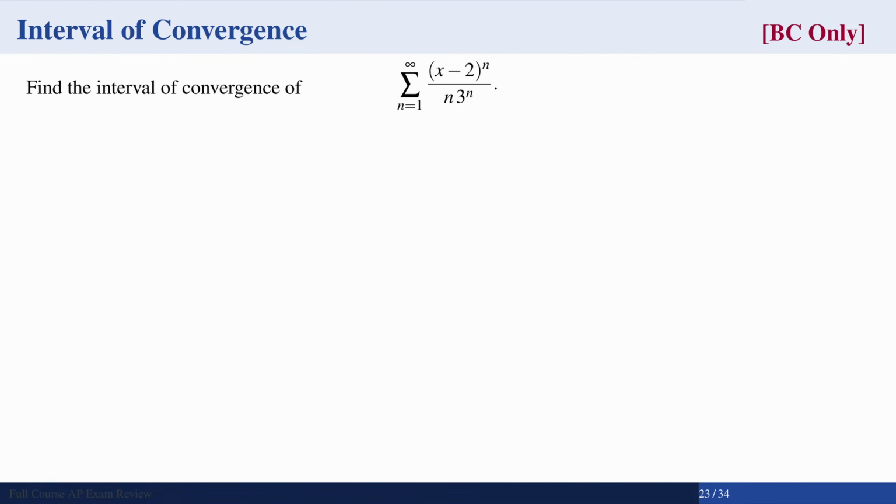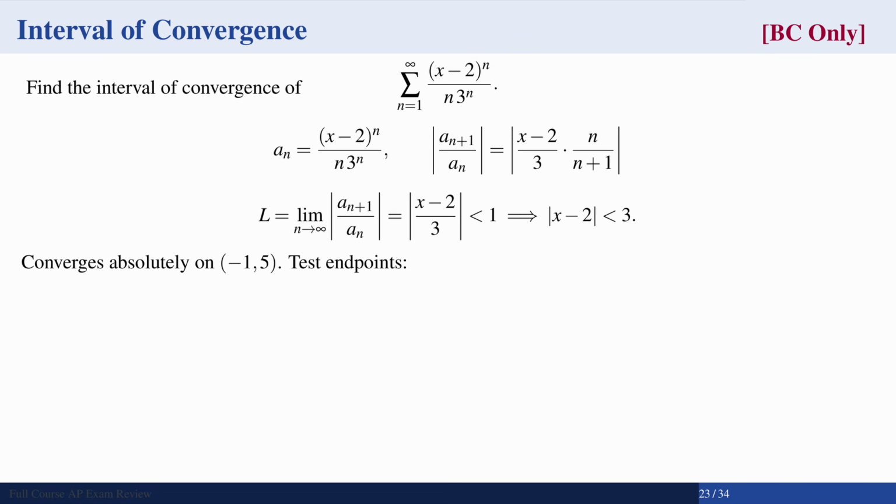So we have here, find the interval of convergence of the sum of (x minus 2)^n over n times 3^n, a pretty similar problem. Again, we calculate our ratio, the absolute value, then we take the limit. We end up ultimately with the absolute value of x minus 2 over 3 is less than 1, which tells us the absolute value of x minus 2 is less than 3. So you're at 2 and you can go 3 in either direction. So you converge absolutely between -1 and 5.